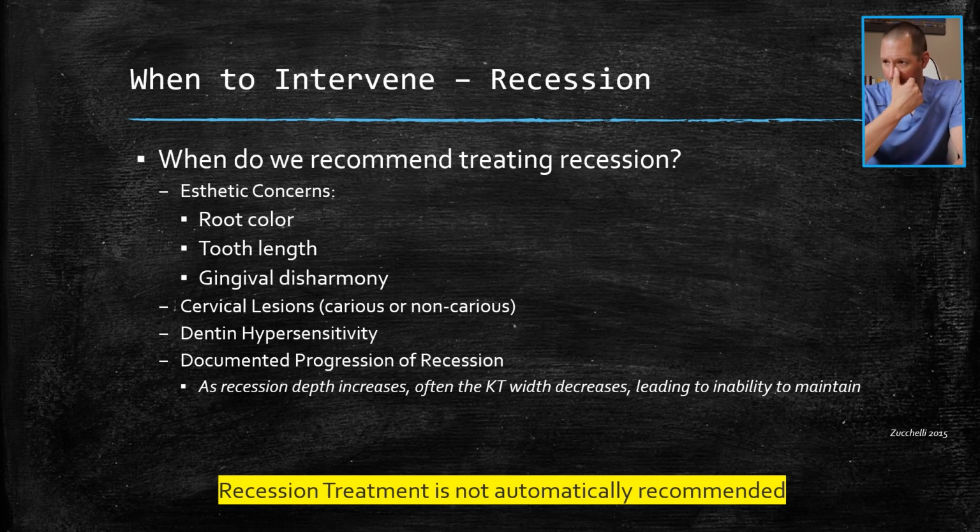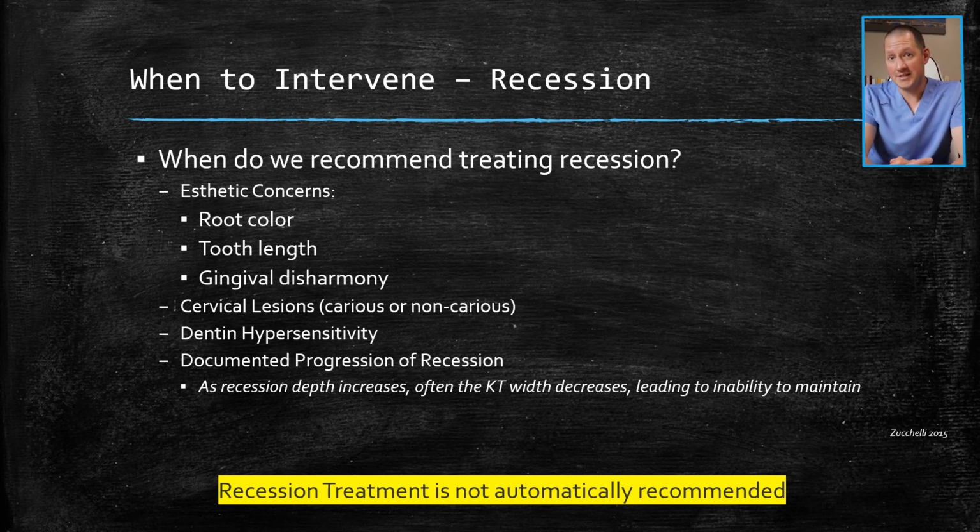But what does concern me is when we continue to have more progression of that recession, the keratinized tissue that's at the apical aspect of that recession, that KT is going to start to degrade and go away. So we might have 2 millimeters of KT 2 years ago, but as that recession continues to get worse, we might only have 1 millimeter, or we might blow through all of the KT and be left with just alveolar mucosa. We know that a patient has a higher likelihood of further recession and inability to keep that area clean if they have alveolar mucosa and not thick keratinized tissue.